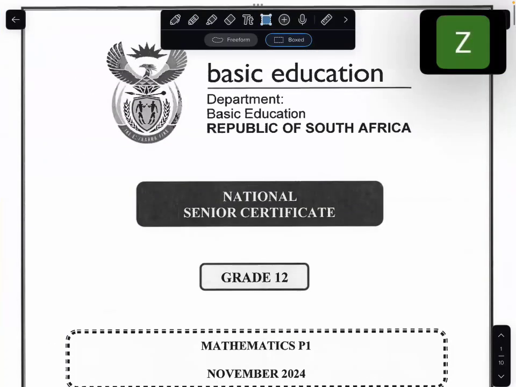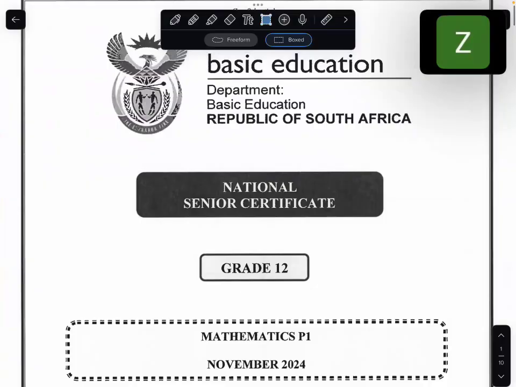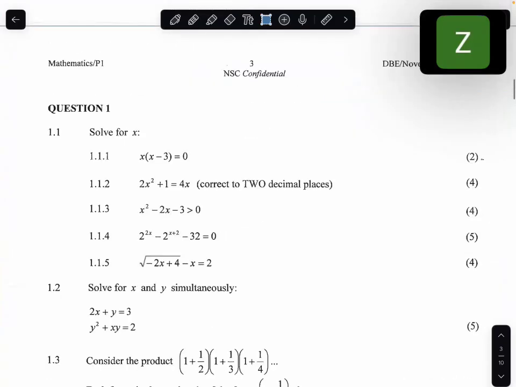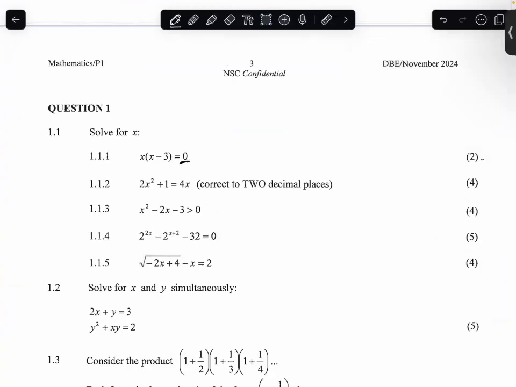All right, let's do the solutions to November 2024 math paper 1. Looking at question 1.1, solve for x. 1.1.1, x into x minus 3 is equal to 0. Whenever we have two things being multiplied together and a 0 on the other side, there's no need for distribution, we can go straight into the answer. It's x is equal to 0 or x minus 3 is equal to 0. When we take minus 3 over, it gives you x is equal to positive 3.